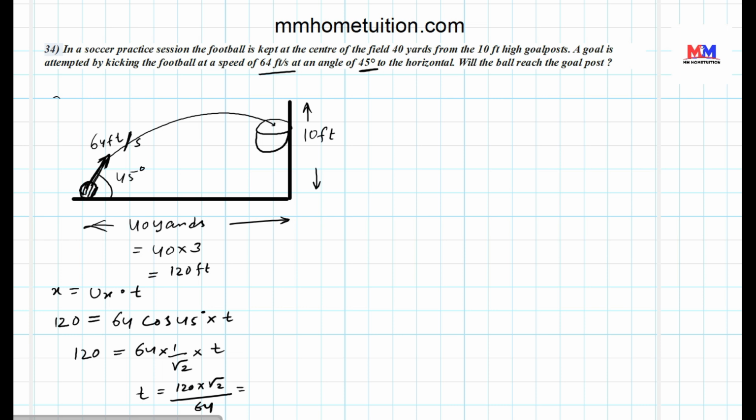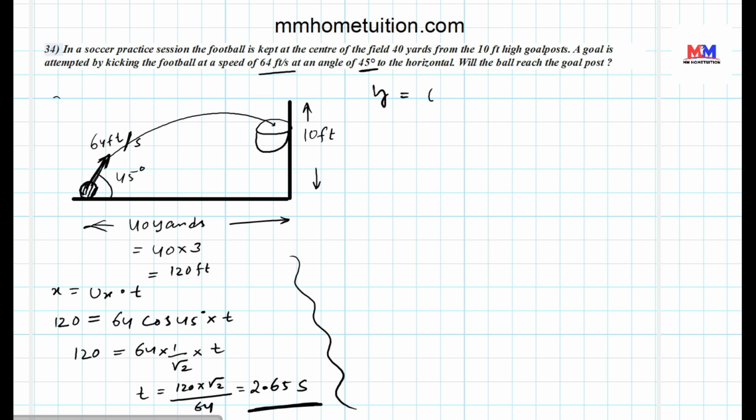So that equals how much? 120 divided by 64 is 1.875, into root 2. Root 2 is 1.414. So approximately 2.65 seconds. So when ball is projected from this to this, time equals 2.65 seconds required to reach the goal post. So what is the y component equation?